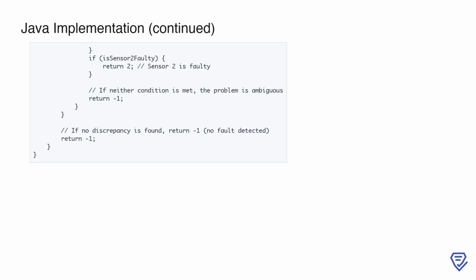If neither condition is satisfied, meaning the discrepancy doesn't align with either sensor being faulty, we return -1 to indicate that the problem is ambiguous. Finally, if no discrepancies are found throughout the iteration, we return -1 as well, signifying that no faults were detected. This implementation ensures we systematically evaluate the fault in either sensor or conclude that the issue cannot be determined.